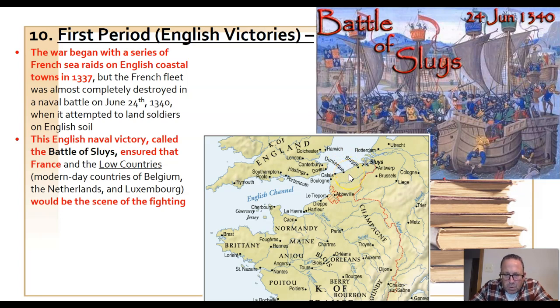And so what the French were doing is they was laying siege to all these coastal cities here in southern England. And the English didn't really like that, all right? So what they did was they were patrolling the waters here and they encountered an invasion force, okay? And this battle took place as a naval battle in 1340. It's called the Battle of Sluys.